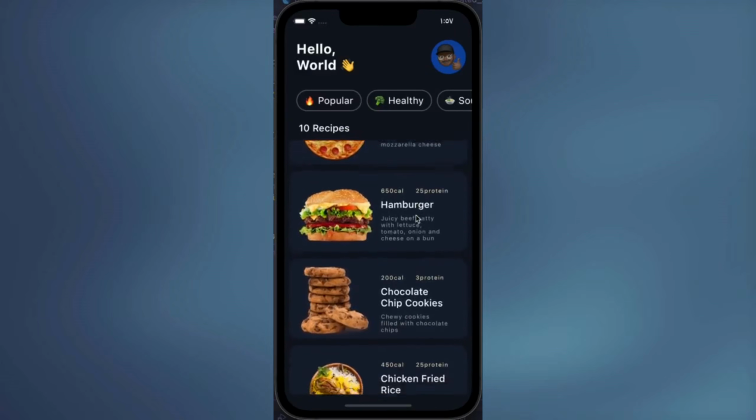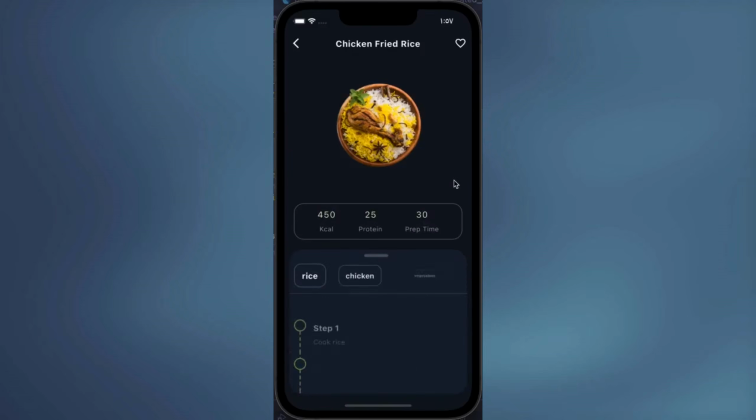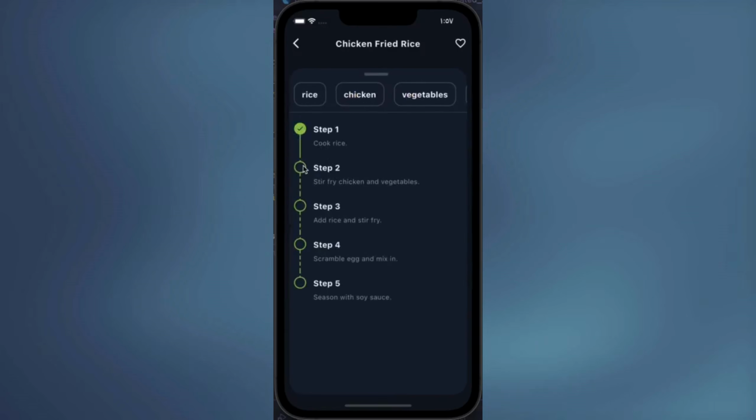By switching to Impeller, Flutter is doubling down on its promise of high-performance cross-platform development. This move isn't just about better rendering, it's about future-proofing Flutter for the next decade.